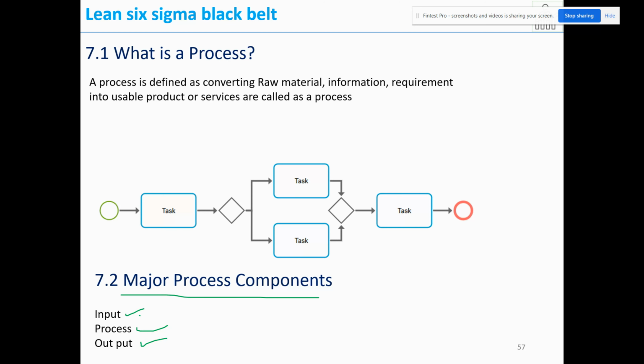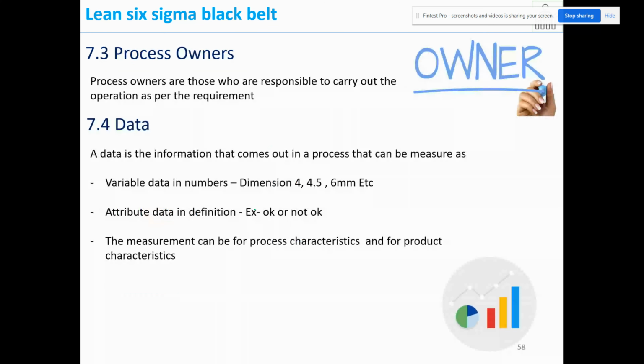So what is input? It is nothing but raw material, information and requirement. What is a process? By using the information, by using the raw material, by knowing the requirement, what are the operations that you're going to carry out in order to convert those inputs into a usable product or services. And what is output? It is nothing but your final product or services. So this is the definition of a process.